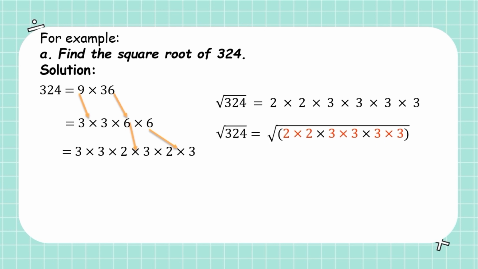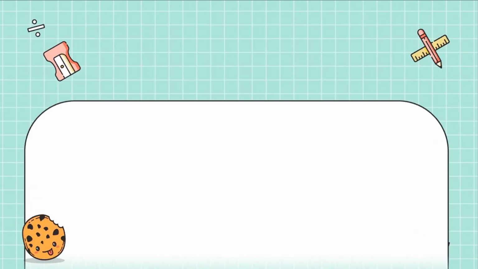Once we form pairs, to find the square root, all we have to do is pick one number from each pair and multiply them. So from the first pair we pick 2, from the second pair we pick 3, and from the third we pick 3. And multiply 2 times 3 times 3, which gives us 18. Hence, we can say that the square root of 324 is 18. Let's have another example.